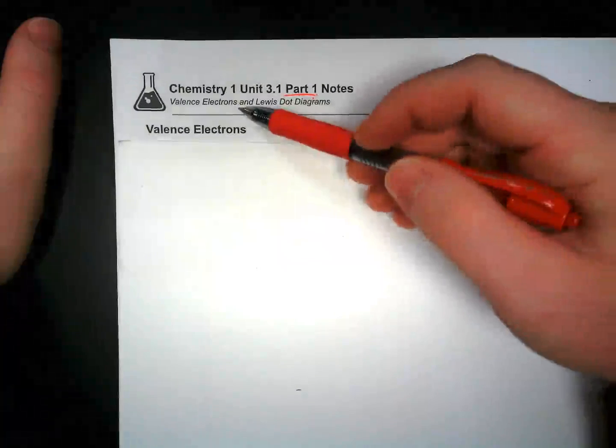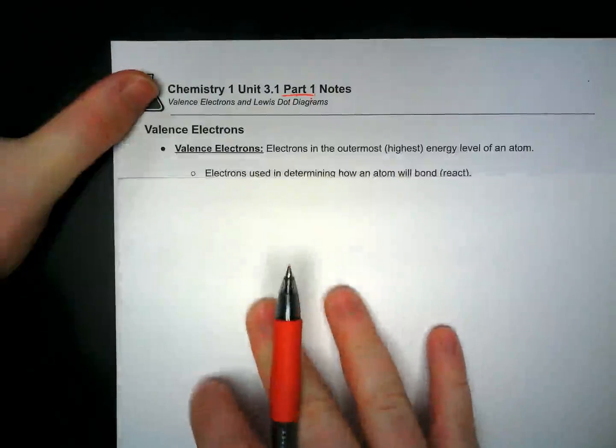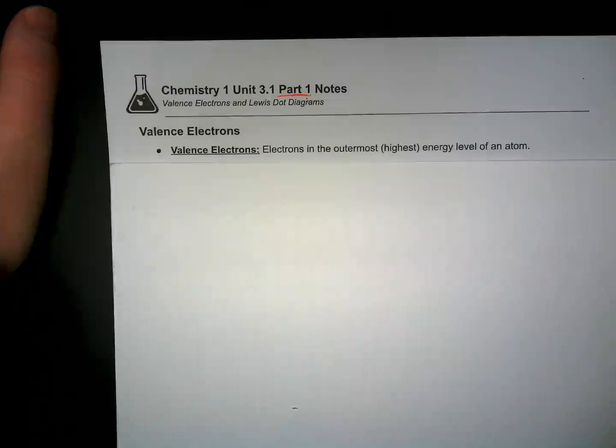And then specifically this part 1 is covering valence electrons and Lewis dot diagrams. Okay, so valence electrons. These are the electrons, as you should have read and maybe seen in that engagement activity yesterday after your test. Valence electrons are electrons on the outermost or the highest energy level of an atom. Okay, so what does that mean exactly?